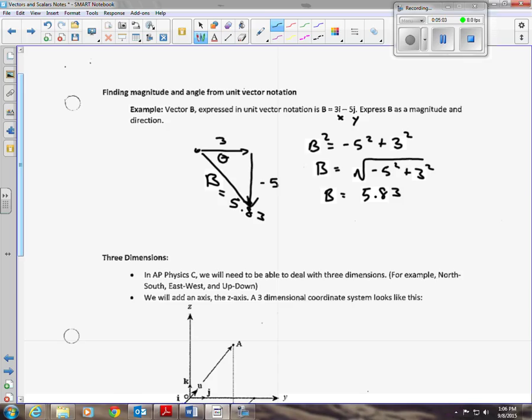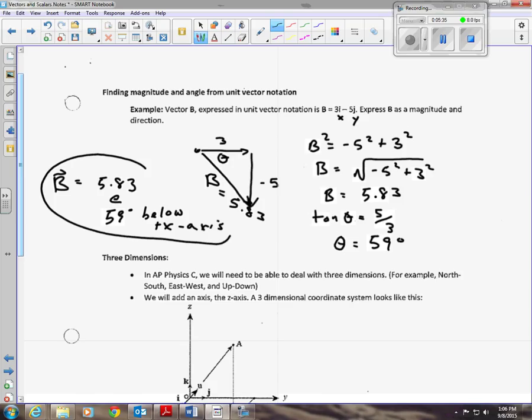Now, if I want to find the angle, I'm going to find that angle right there. I'm going to use tangent. So tan theta is the opposite. I don't really have to worry about the negative sign. It's just 5 long. Over the adjacent is 3. I'll get theta equals 59 degrees. So now I can go back and say vector B is equal to 5.83 units at 59 degrees below plus x. So that's one way of expressing B, and the other way is with this unit vector notation back here.